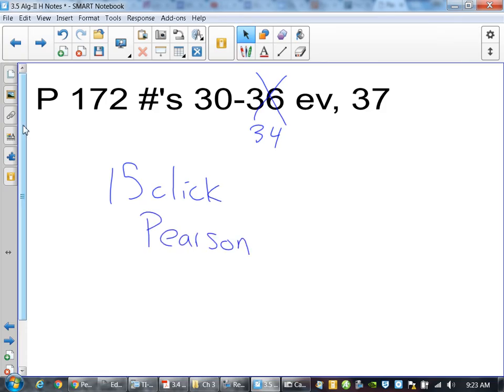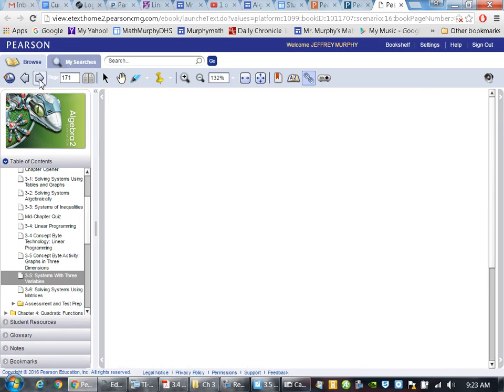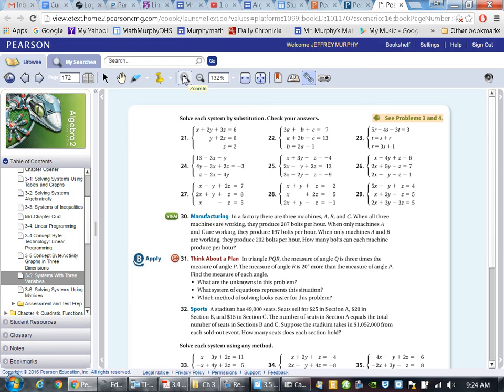I will do this for you. If you want to wander and take a picture of it, I'll put it up real quick. Evens and 37? Evens and 37. 30 through 34, evens and 37. Can I take a picture of it? By all means. Let me move it up.